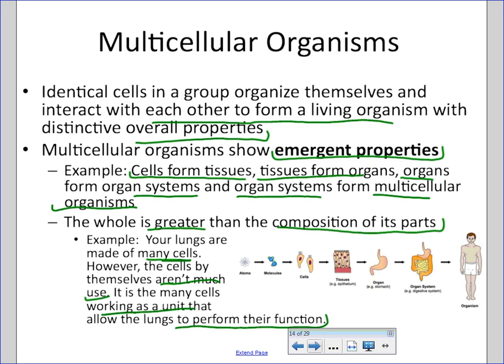So those cells in your lung, if they were to try to survive on their own, they would not be able to. It is the group of cells working together that allow for their survival and that show those properties of a lung.